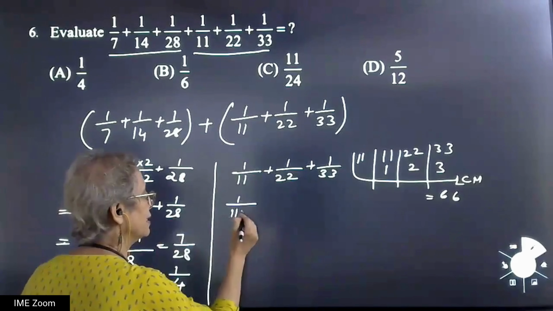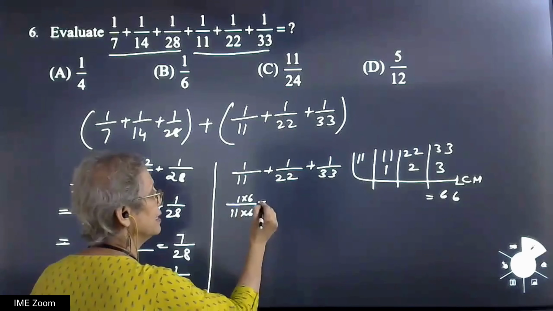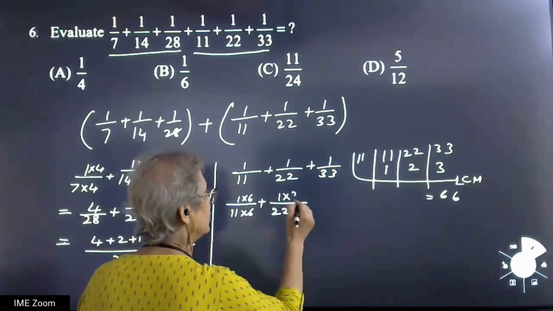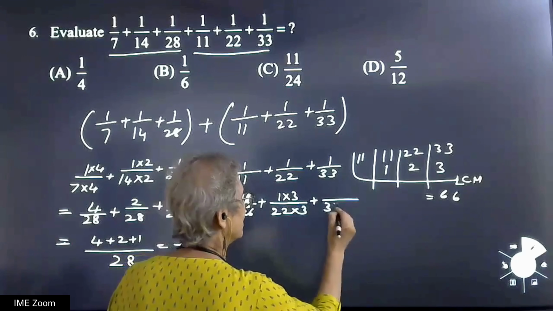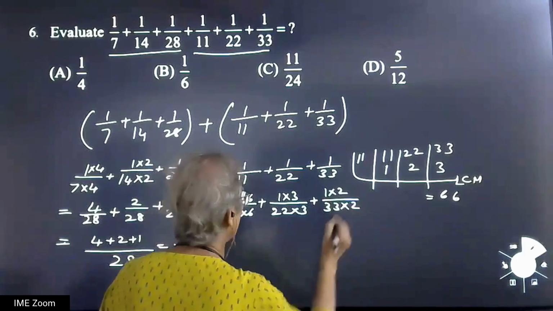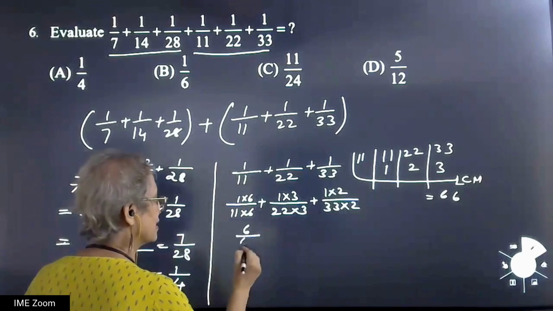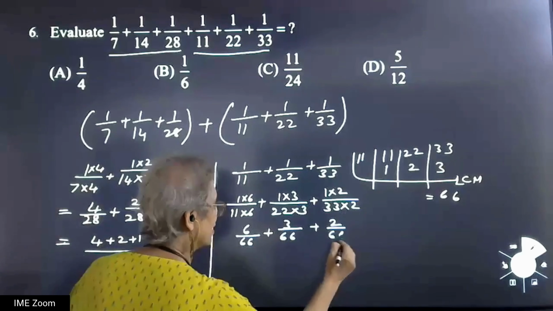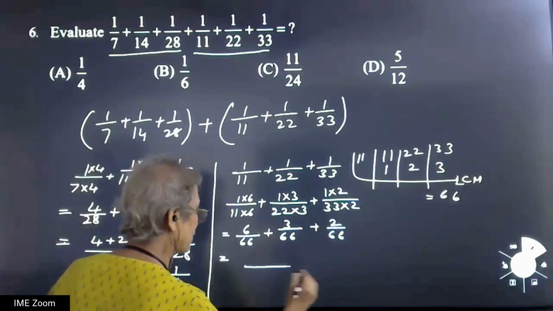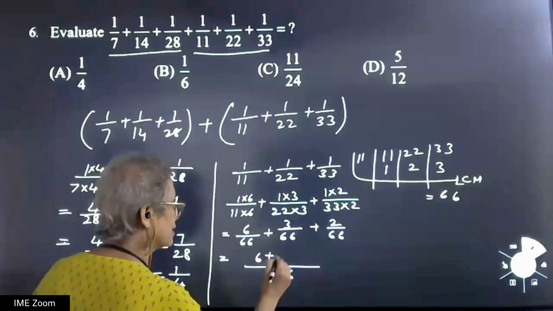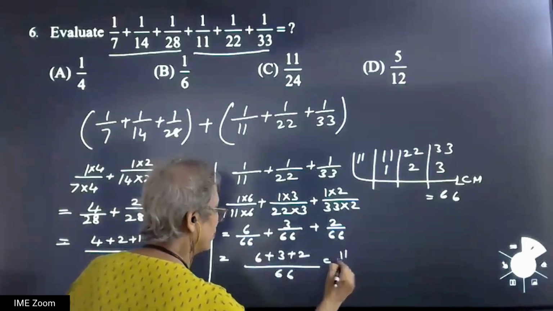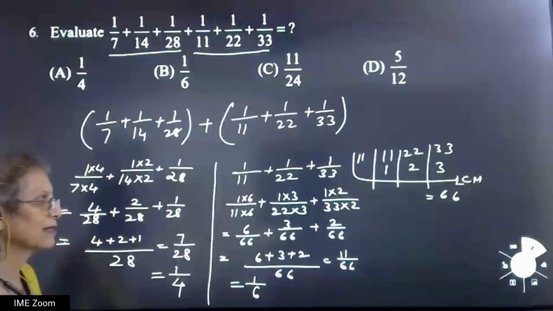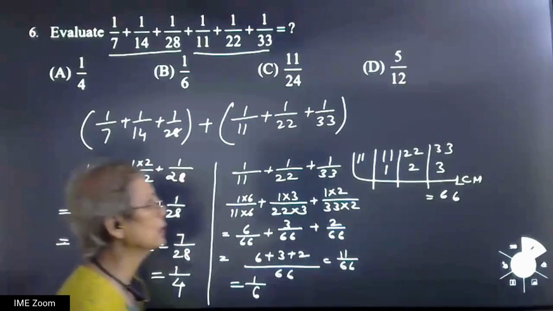And now we will make denominator 66. So 1 upon 11 is multiplied by 6 to get denominator 66. Then 22 into 3, that is 1 into 3, plus 33 into 2, that is 1 into 2. And now here we will get 6 upon 66 plus 3 upon 66 plus 2 upon 66. And this is nothing but 6 plus 3 plus 2, that is 11 upon 66. And the simplest form is 1 upon 6. Right?